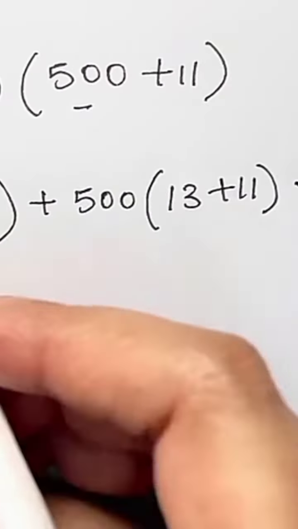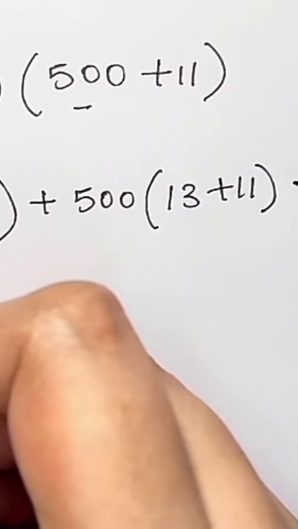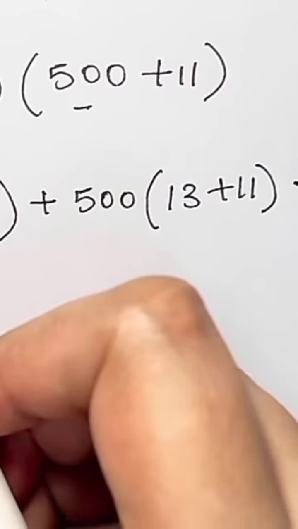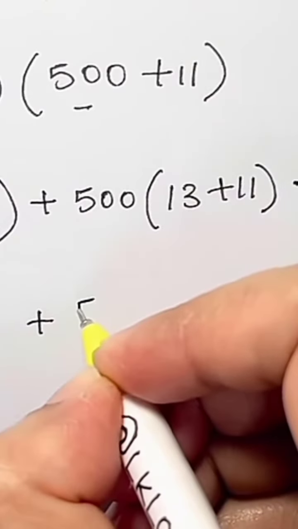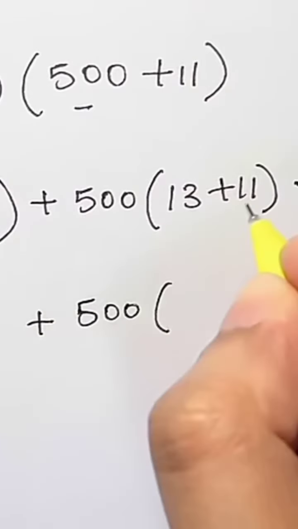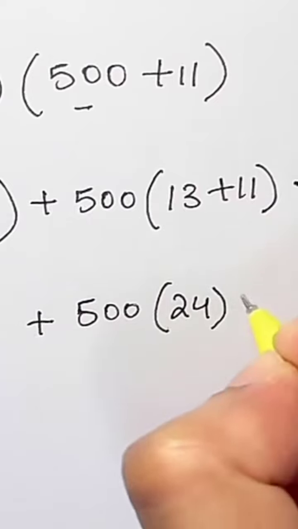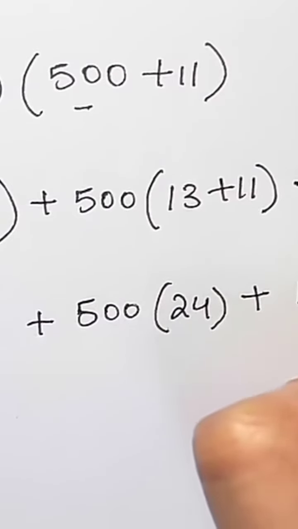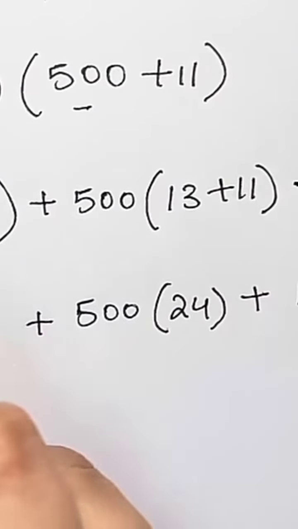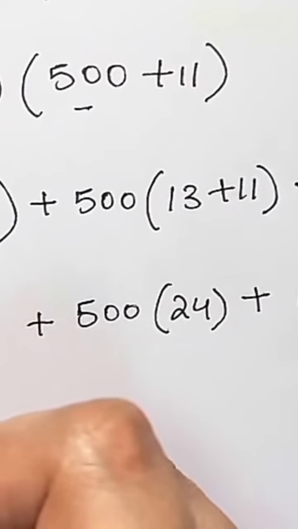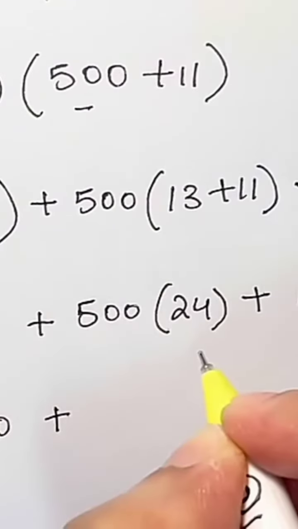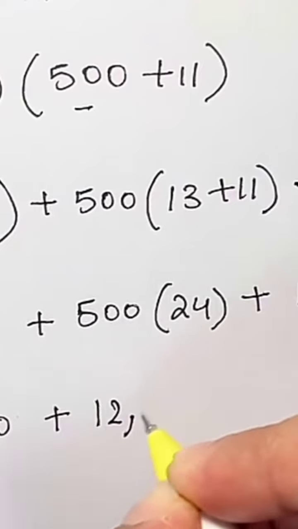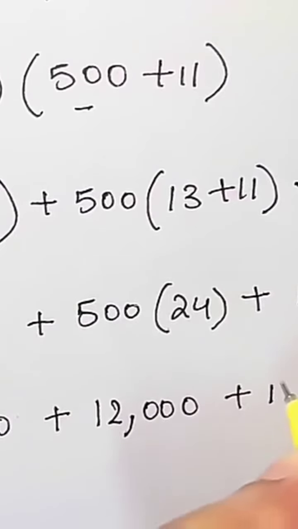Now 500 times 500 is 250,000, plus 500 times 13 plus 11 is 24, plus 13 times 11 is 143. Now 250,000 plus 500 times 24 is just 12,000 plus 143.